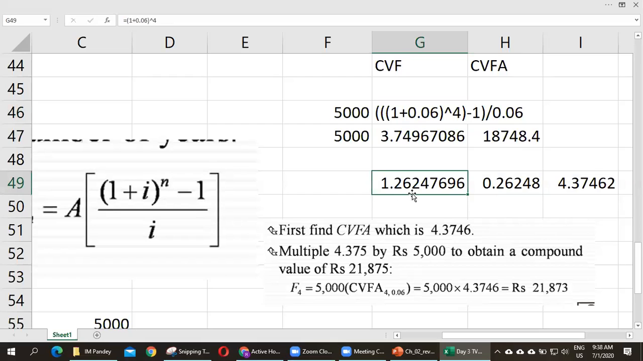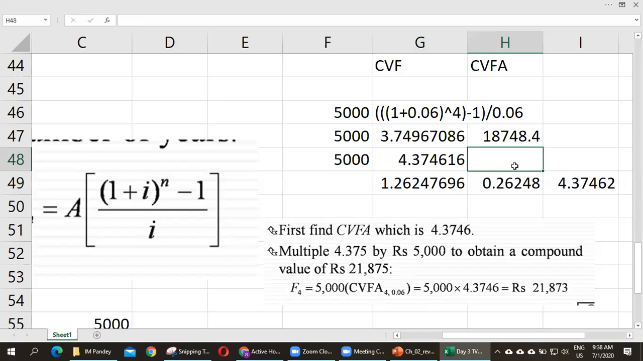So this value is 1 plus i, to the power n, minus 1, and all this value should be divided by i, that is 0.06. Now we have identified CVFA, that is 4.3746. A is 5,000. Then the future value of this annuity is A into CVFA, 21,873.